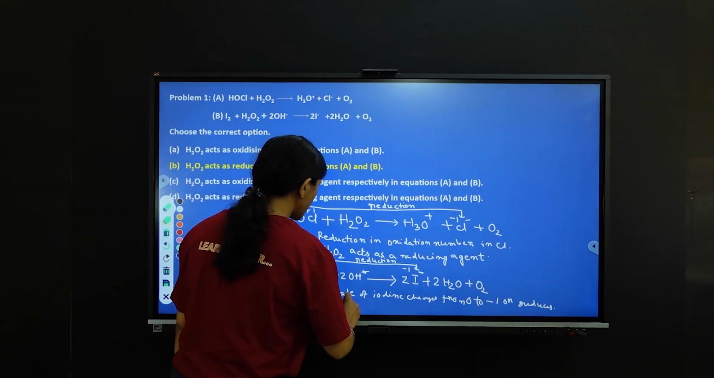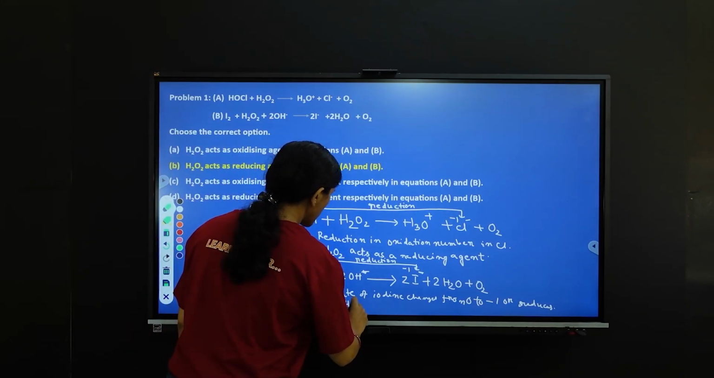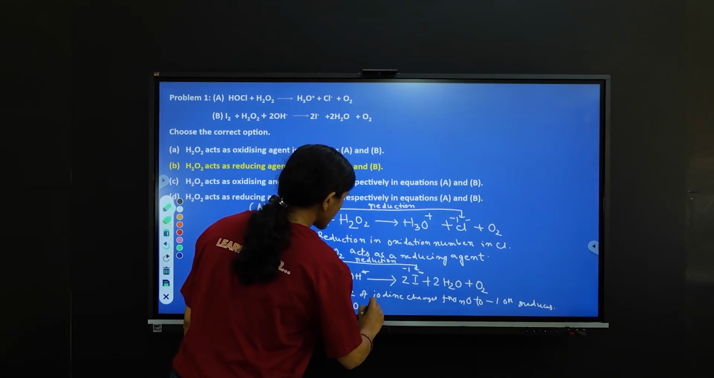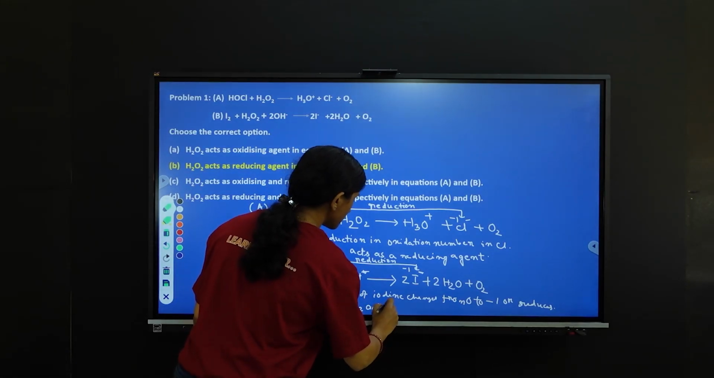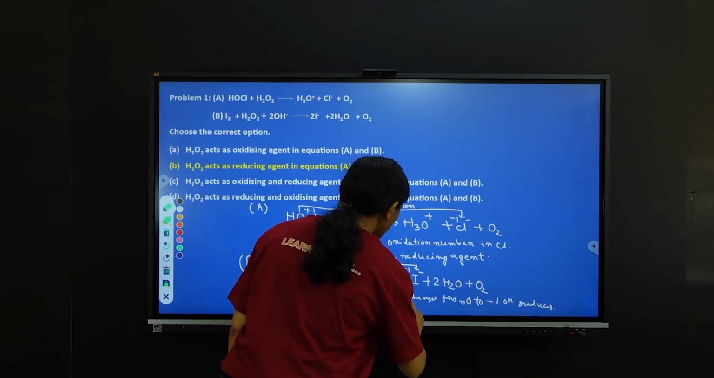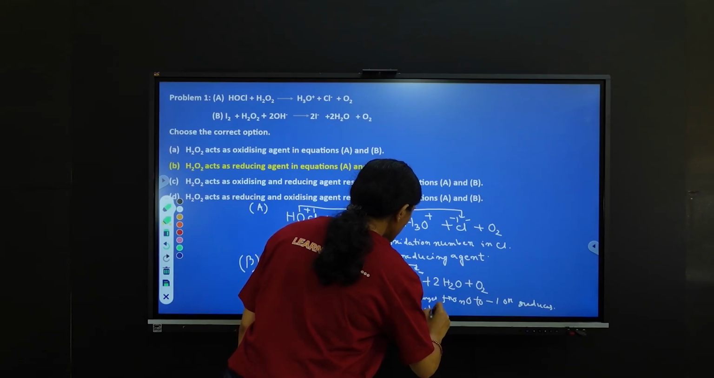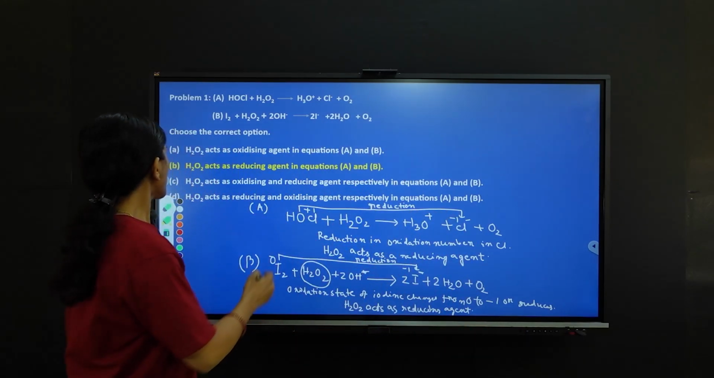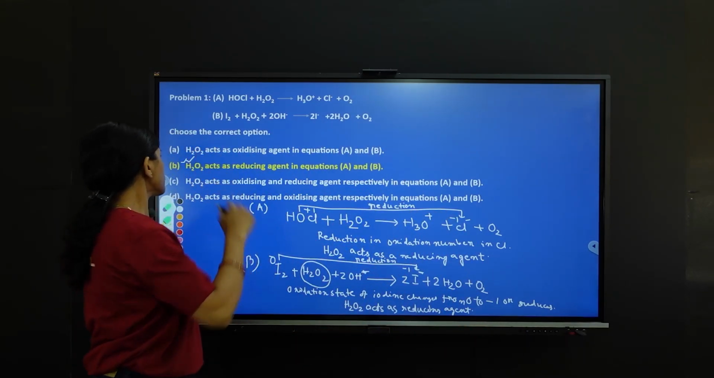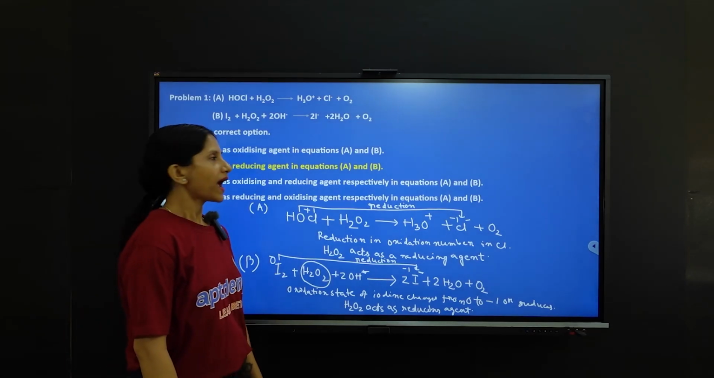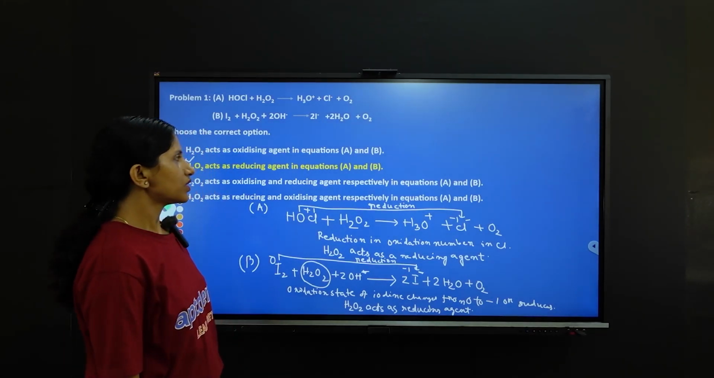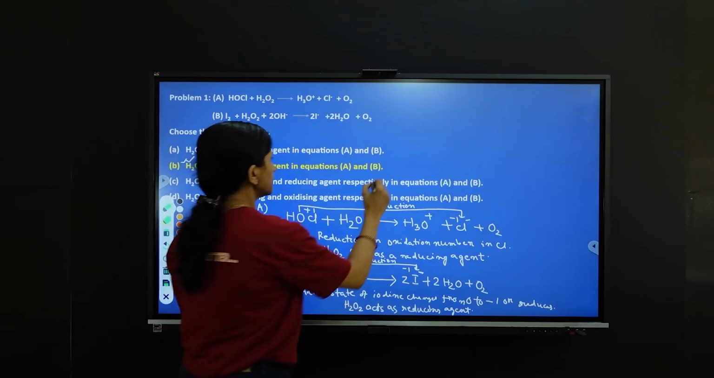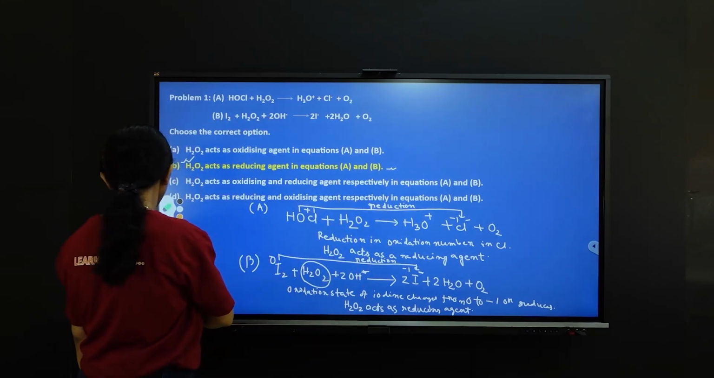So what is the function of H2O2 in this equation? Here again H2O2 acts as a reducing agent. So in both the equations H2O2 is acting as a reducing agent. If you now check the options given, you can see that option B is the correct option, which says that H2O2 acts as a reducing agent in equations A and B. Simple. Now let's move on to the next one.